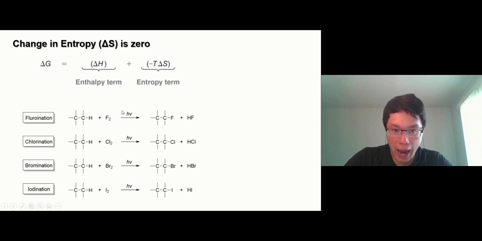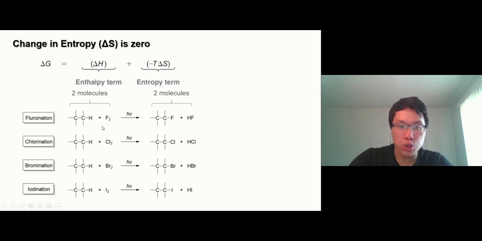Let's take a look at the reaction. You start out with two molecules, and you end up with two molecules, and all of them do the same thing: fluorination, chlorination, bromination, iodination. Start with two molecules, an alkane and a halogen, and you end up with two molecules. So there's no change in randomness. A change in randomness would be if you start with one molecule and you end up with two. That's when you increase the randomness. Things get really messy there. If you start with 10 molecules and you end up with one molecule, it's the reverse, not messy, so we have negative entropy.